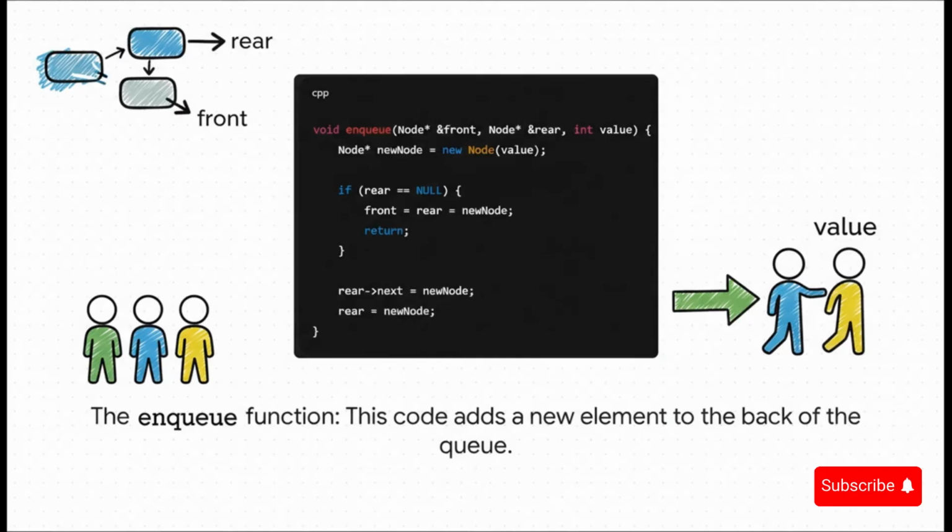So, let's talk about adding someone to the line. In our world, that's called enqueue. This function is all about adding a new node to the back of the queue. You can see in the code, it makes a new node, it checks to see if the queue is empty, and then it correctly hooks that new node onto the end of the chain.